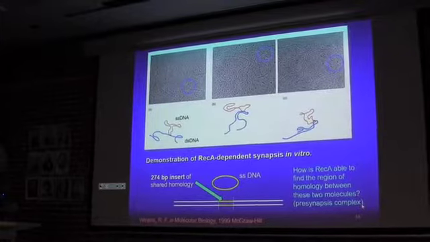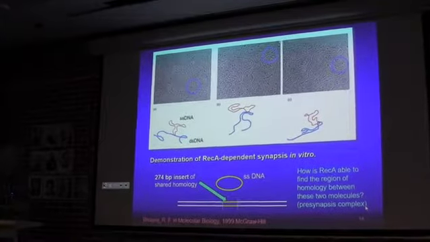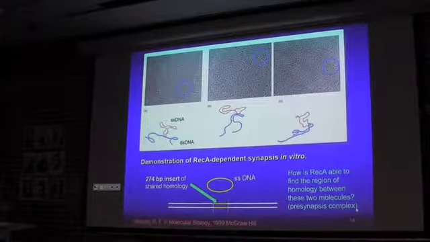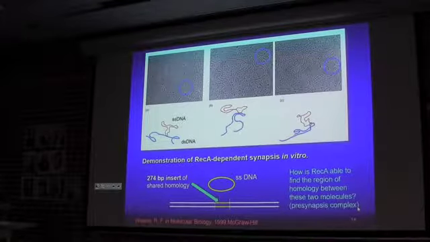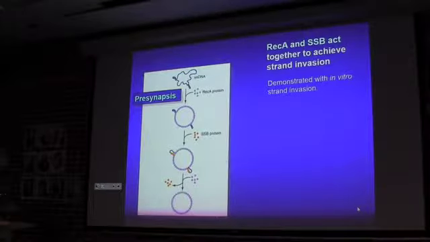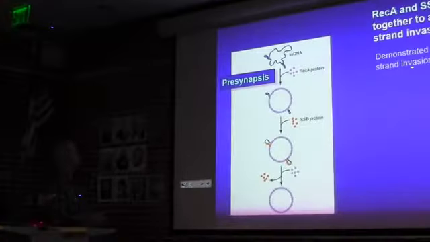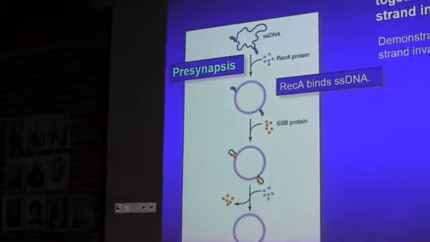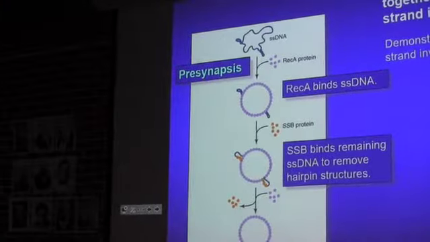How is RecA able to find the region of homology between these two molecules? How is it able to form the pre-synapsis complex? So these are the stages that people have, I guess, categorized. There's the pre-synapsis. RecA binds single-stranded DNA.